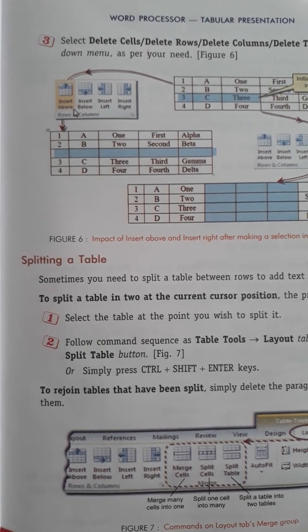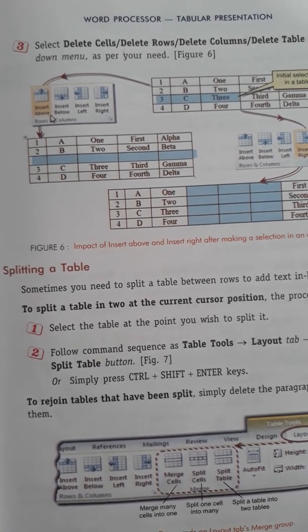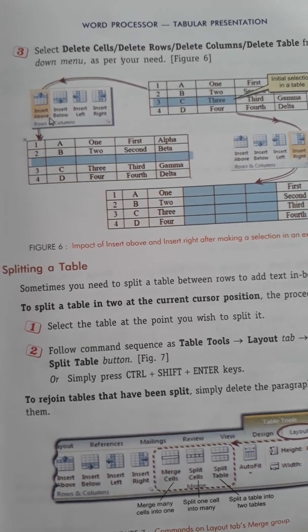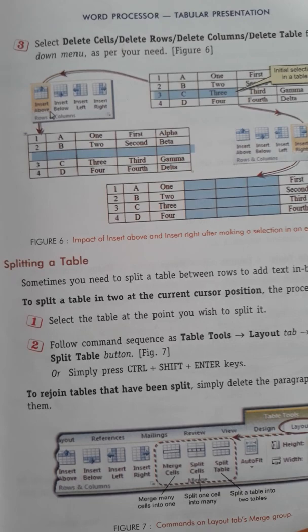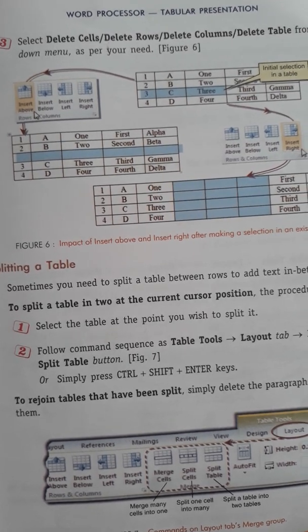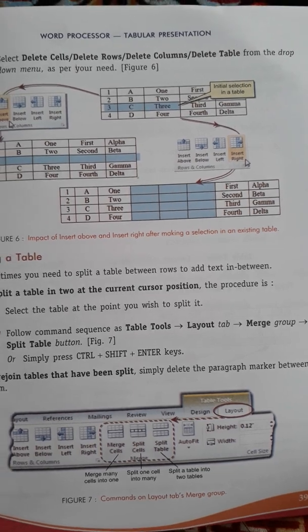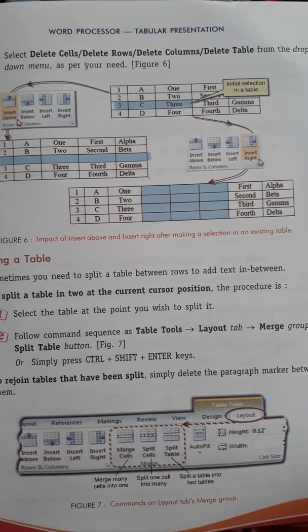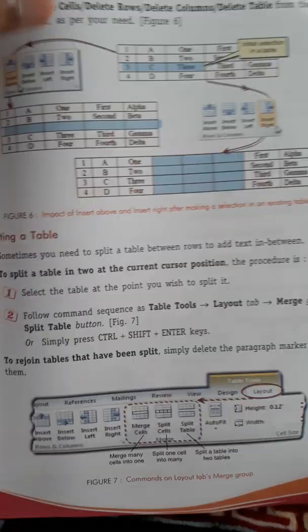Splitting a table. Splitting means to divide a table into different sections. To split a table, we have to follow this sequence of commands. Follow the command sequence as Table Tools, Layout tab, Merge group and Split Table button. So the table will be split into two sections.